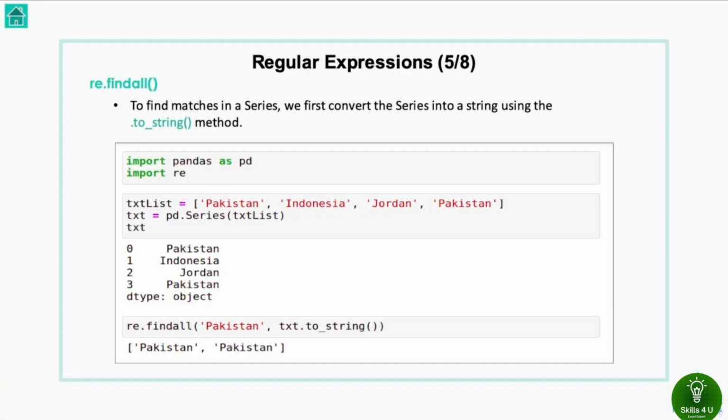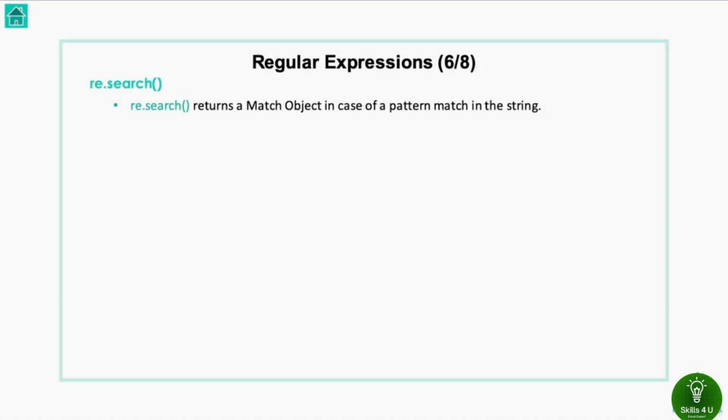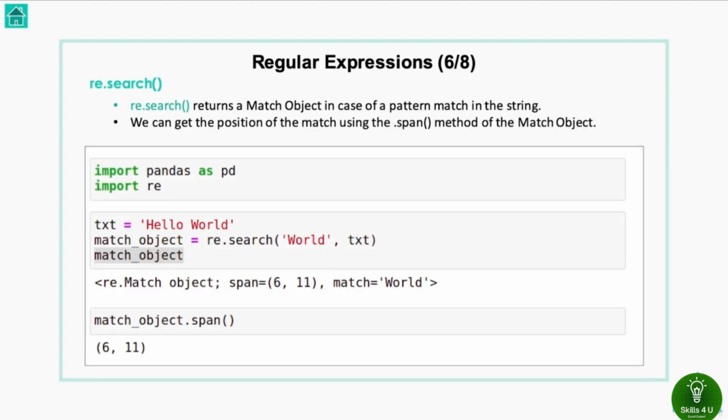Regular expressions in Python work on strings. To make them work on a series of a data frame, we can convert the series to strings using the built-in .to_string() function. Another function in the re module is the .search() function, which returns a match object only if there is a pattern match. We can find the position of the match using the .span() function of the match object.